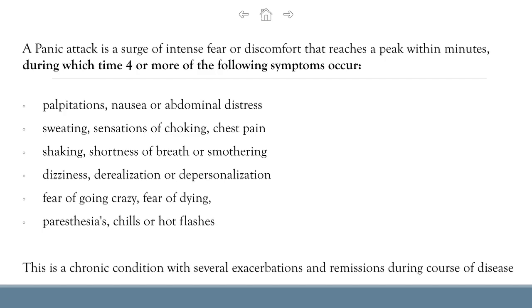This is a chronic condition with several exacerbations and remission during the course of the disease. This can happen for years. Maybe this person could have one panic attack and then not have any for many years, and then a trigger comes along and they have another one.